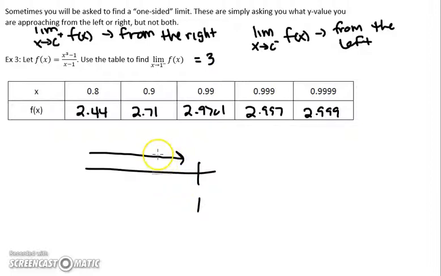So that's going to do it for this video on limits. The big thing to keep in mind is we are trying to find out what y value we're getting close to, not what y value we actually are.